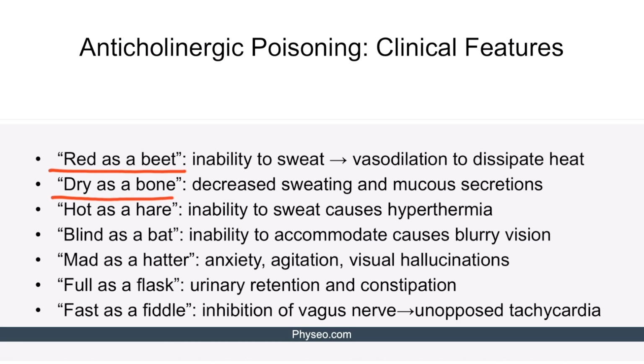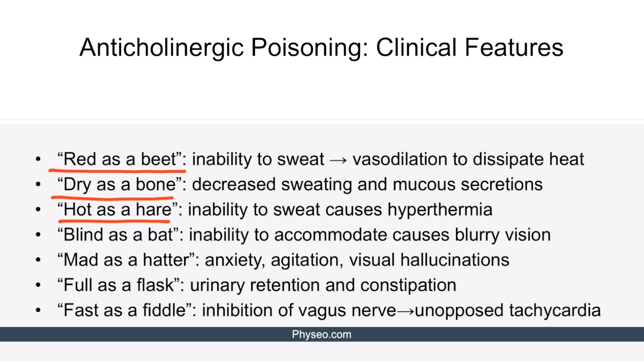Dry as a bone refers to the dry skin and mucous membranes that are caused by decreased sweating and mucus secretion. Hot as a hare refers to the patient's body temperature being high. The high temperature is a result of the patient being unable to sweat, which causes hyperthermia.